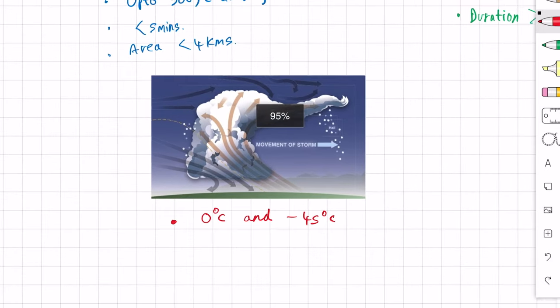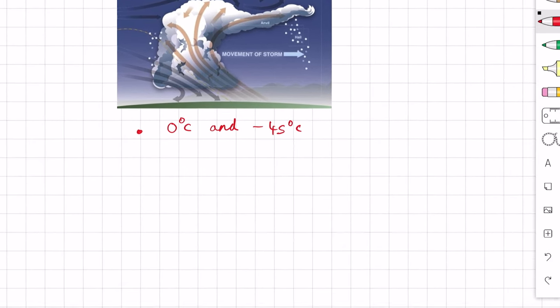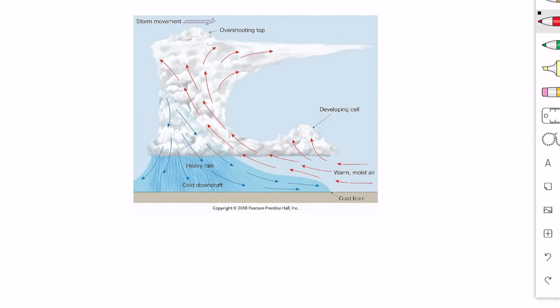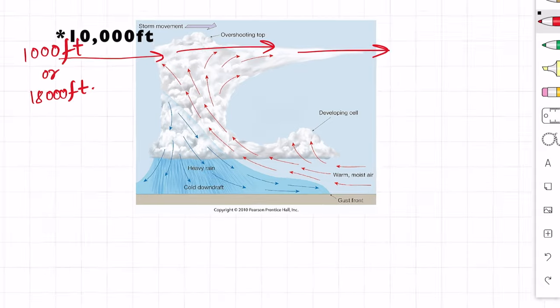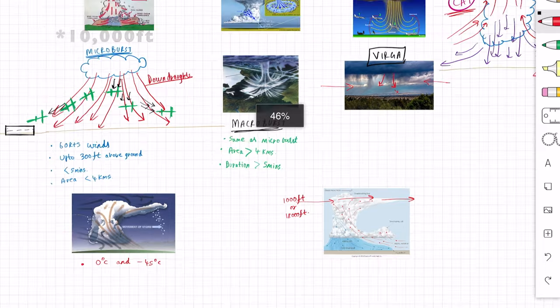Moving further, let's talk about the movement of a thunderstorm. So the direction in which a thunderstorm moves depends on the winds at 10,000 feet. So if this is a CB cloud, the winds blowing at 10,000 feet will define the movement of the thunderstorm. And if it's a very, very large storm, then it will be affected by the 18,000 feet winds. So the thunderstorm will move according to whatever is the wind direction at these altitudes. Okay, so with this, we come to the end of thunderstorms.